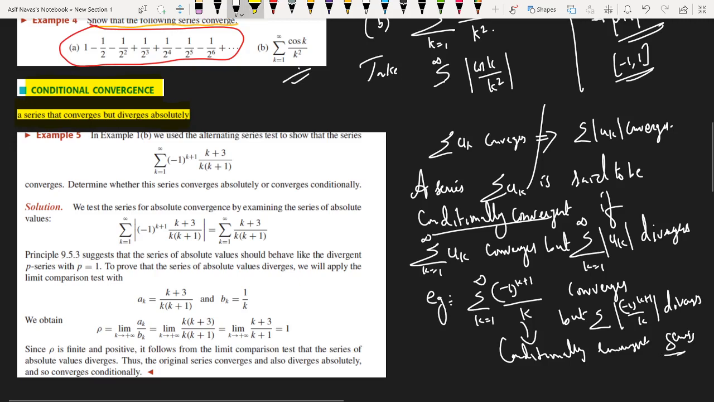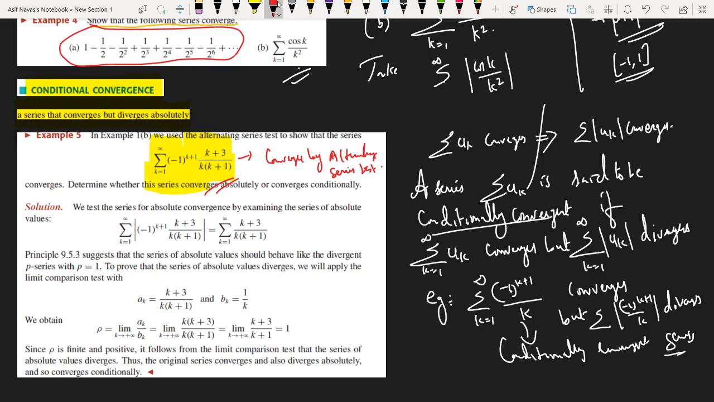Now I will give you another example. If you take this series, sigma k equal to 1 to infinity minus 1 power k plus 1, times k plus 3 divided by k into k plus 3. We already showed in the last class that this series converges by the alternating series test.